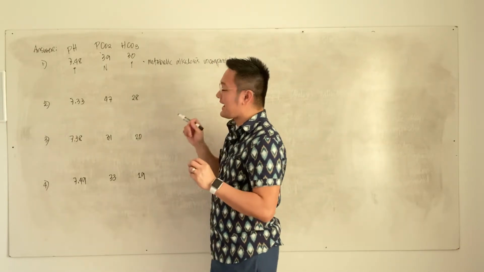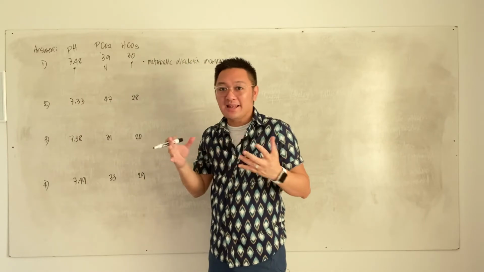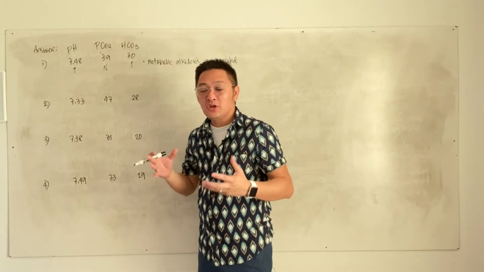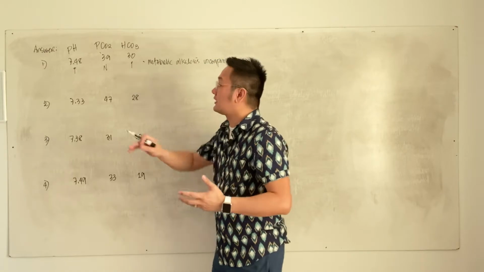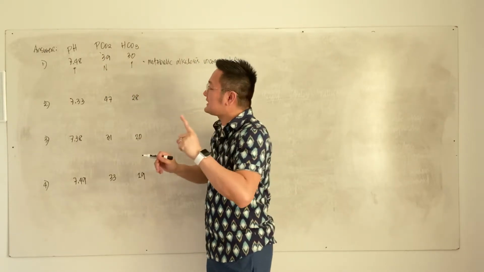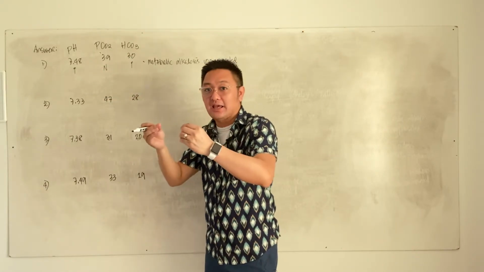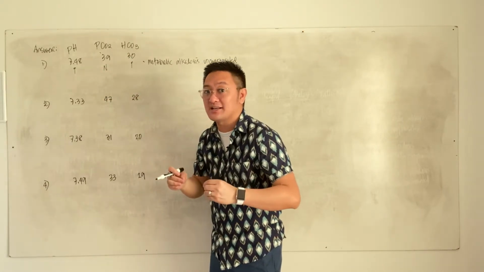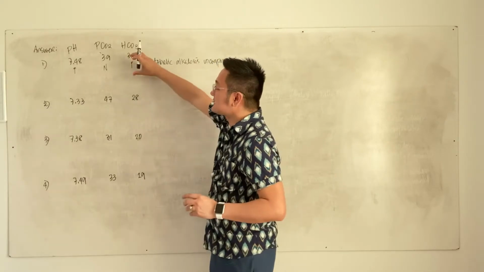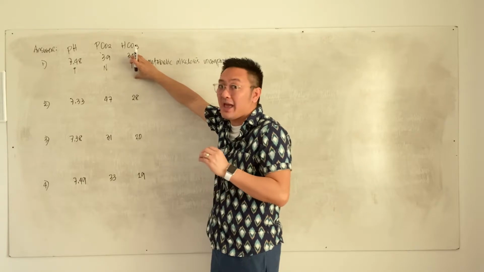Now, what makes it uncompensated is your PCO2. Your PCO2 didn't do anything. Your PCO2 is normal. Should there be compensation, your PCO2, your carbon dioxide, should increase. Why is it important for the carbon dioxide to increase? Because if there's increased carbon dioxide, it decreases the pH, causing acidosis. In short, this condition is a metabolic problem, but your respiratory system did not do anything.